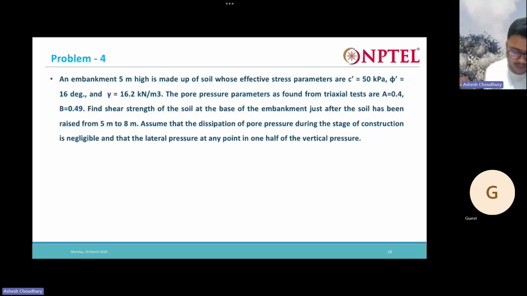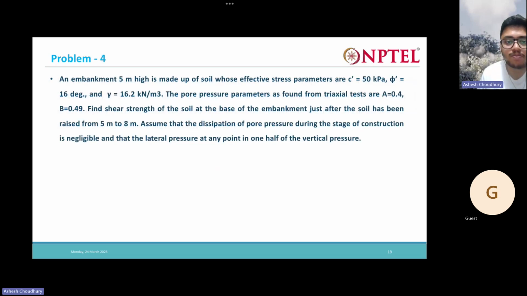Okay, let's see this. An embankment 5 meter high is made up of soil whose effective stress parameters are C prime is equal to 50 kPa and phi prime is equal to 16 degrees. And the unit weight is 16.2 kilonewton per meter cube.